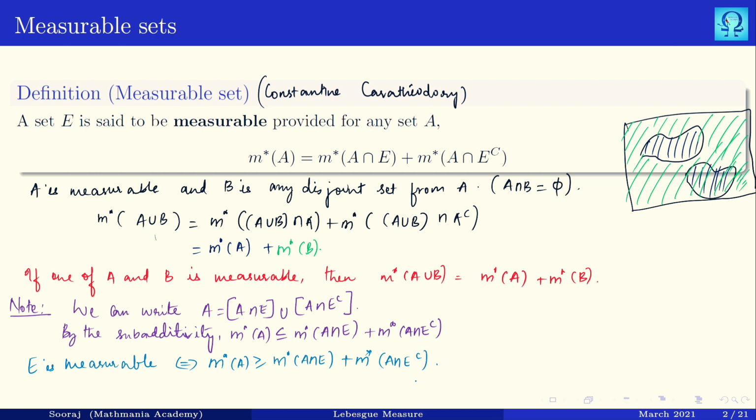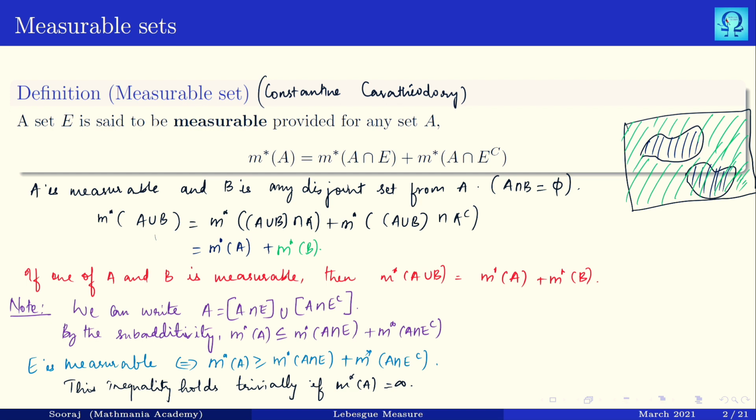And one more thing, this inequality holds trivially if M star of A is infinity. That is evident. You can just have a look at these things and understand what's happening, how it's happening here.